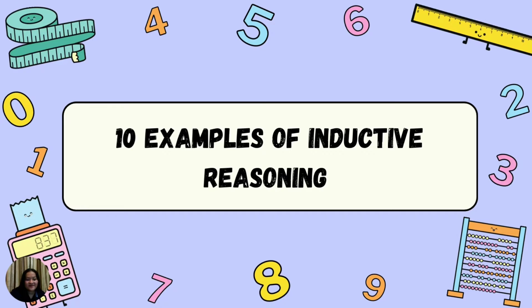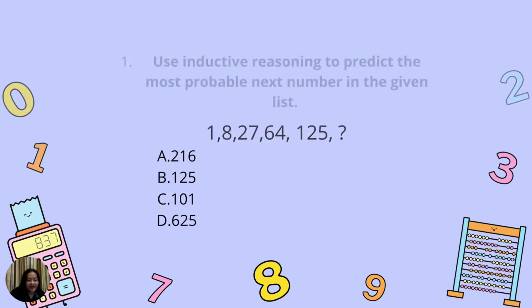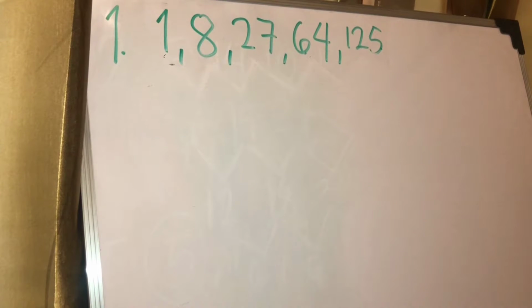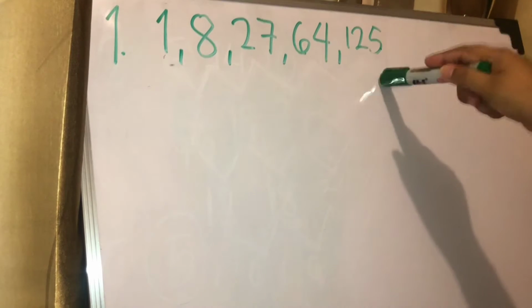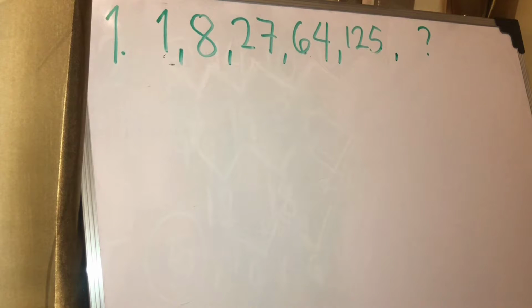We have here 10 examples of inductive reasoning. Number 1. Use inductive reasoning to predict the most probable next number in the given list: 1, 8, 27, 64, and 125. We have the series of numbers here, and then we're going to find the next number after 125. So the series of numbers are 1, 8, 27, 64, and 125, and the next is unknown. If you notice, this series of numbers has no obvious pattern. So what I'm going to do now is to find the pattern. So this is what I did.